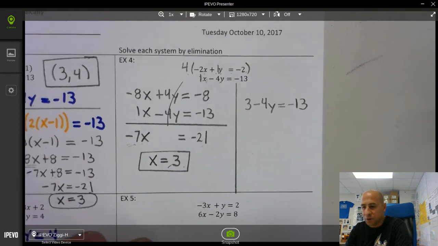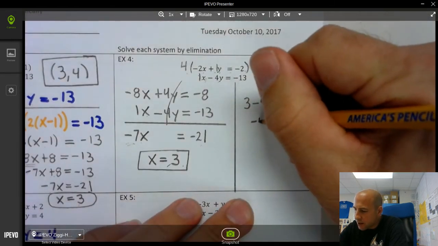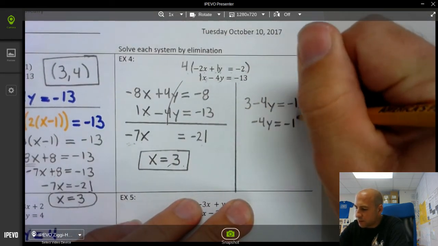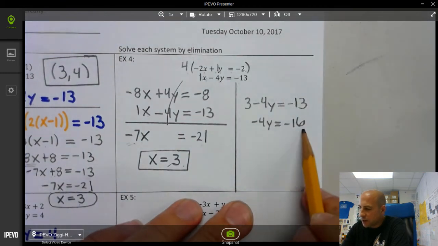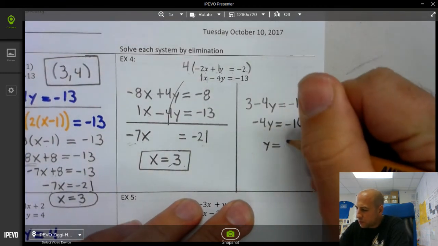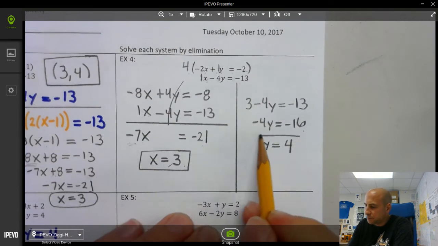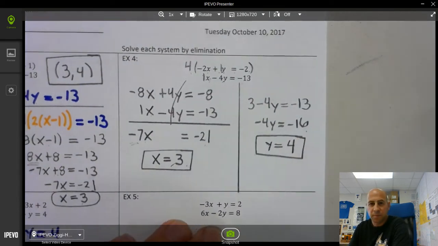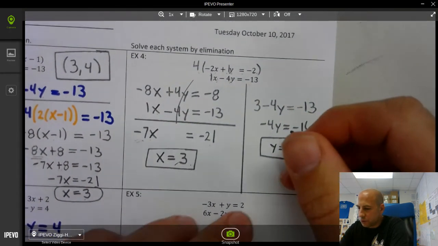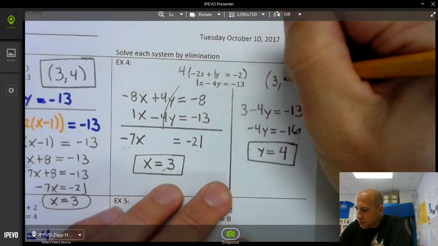Okay, so I subtract 3 from both sides, I get negative 4y equals negative 16. Divide both sides by negative 4, y equals 4. And then remember to write your solution, which is 3, 4.